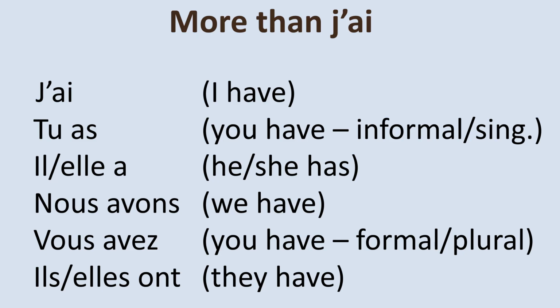And here again, you're going to link the S with the O. Elles ont. So let's repeat together. J'ai, tu as, il ou elle a, nous avons, vous avez, ils ou elles ont.